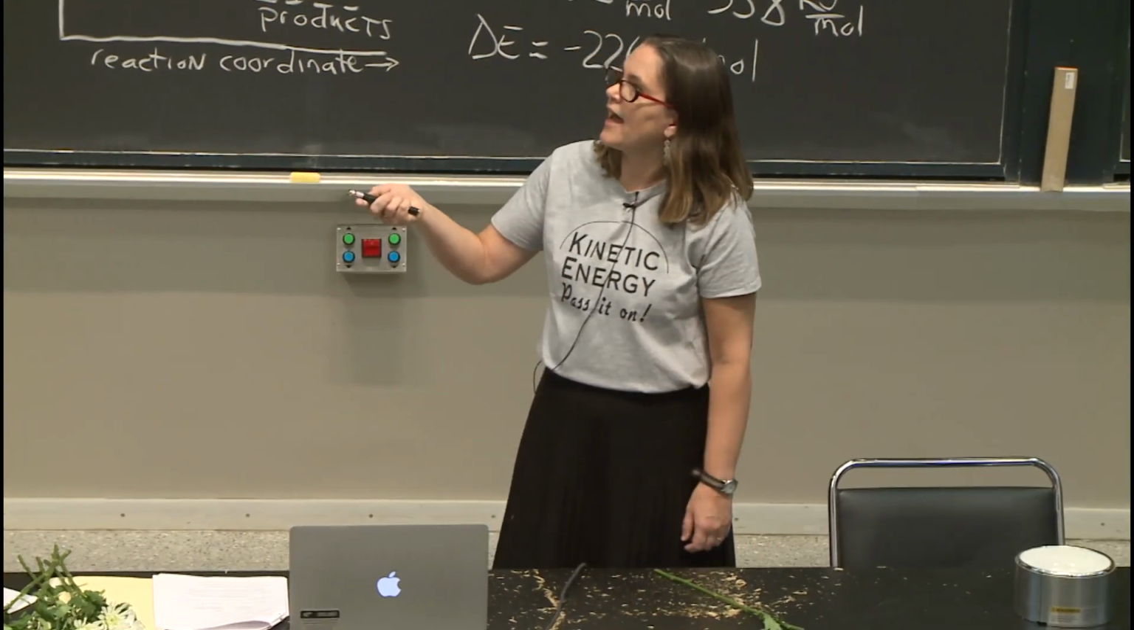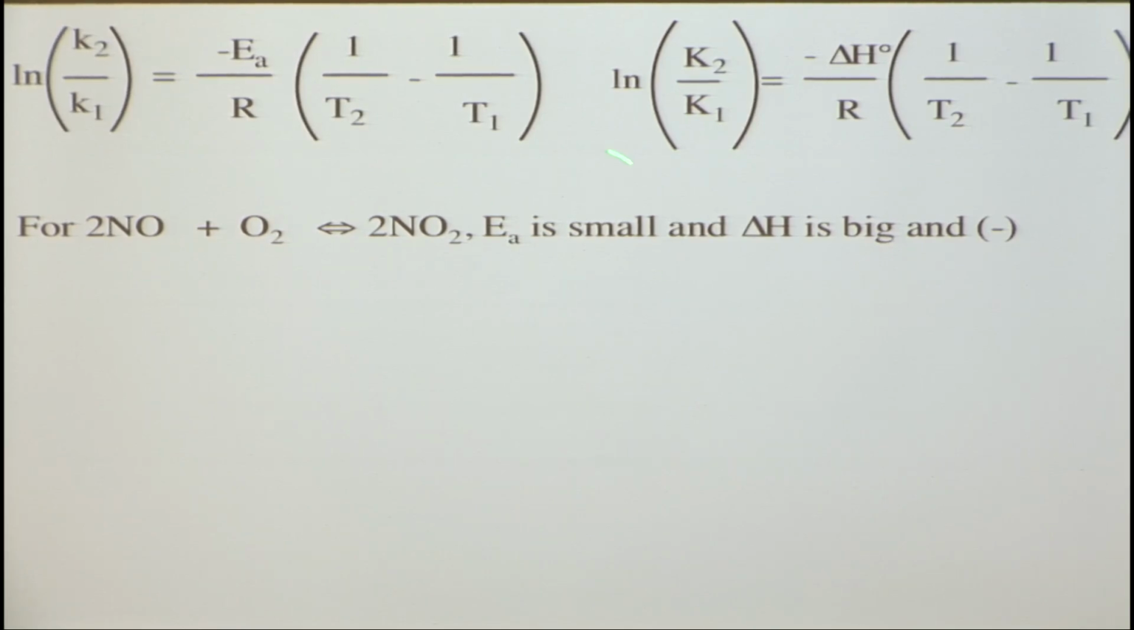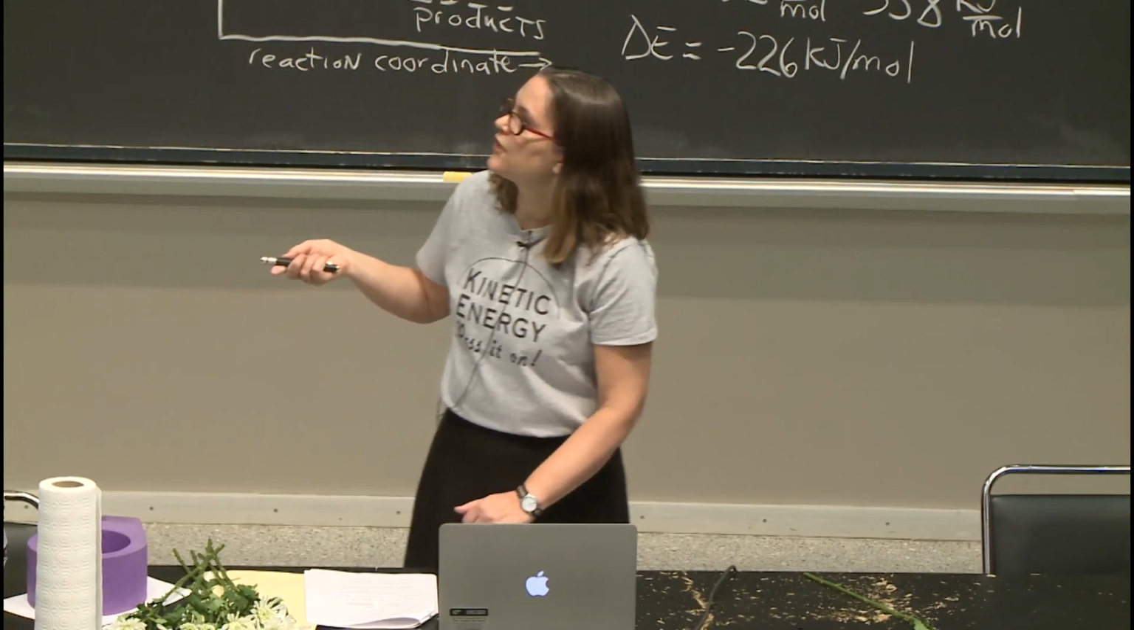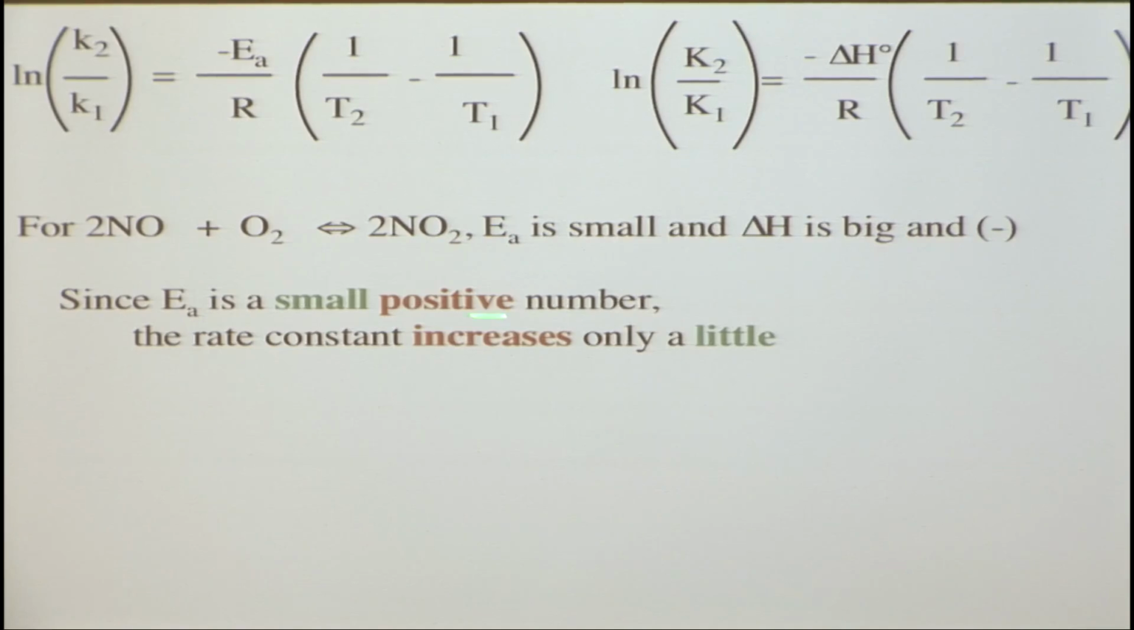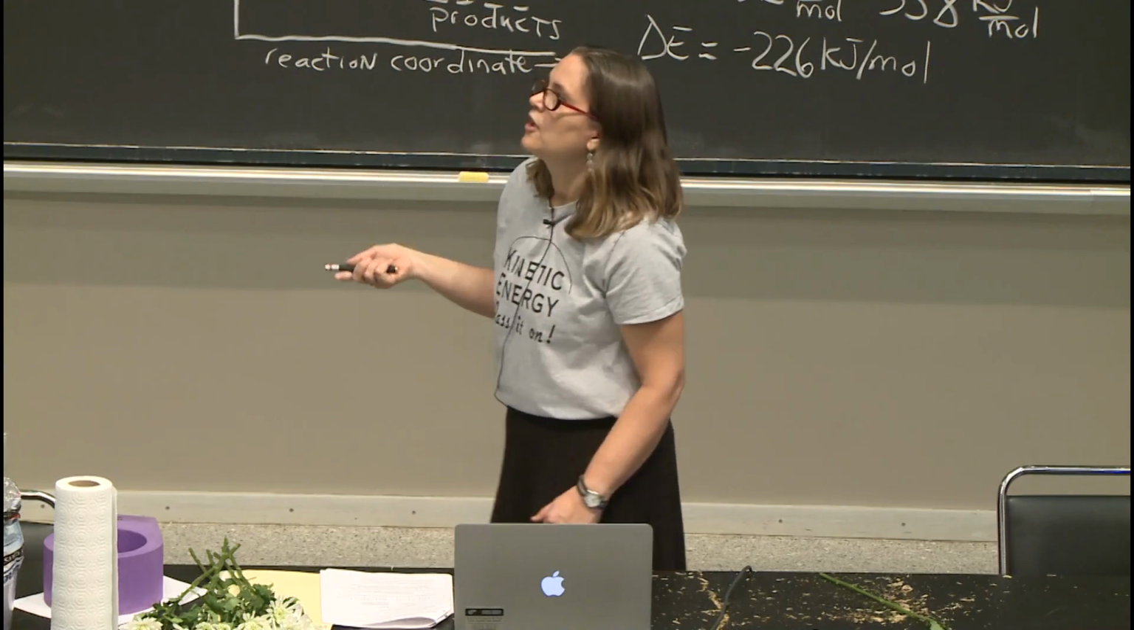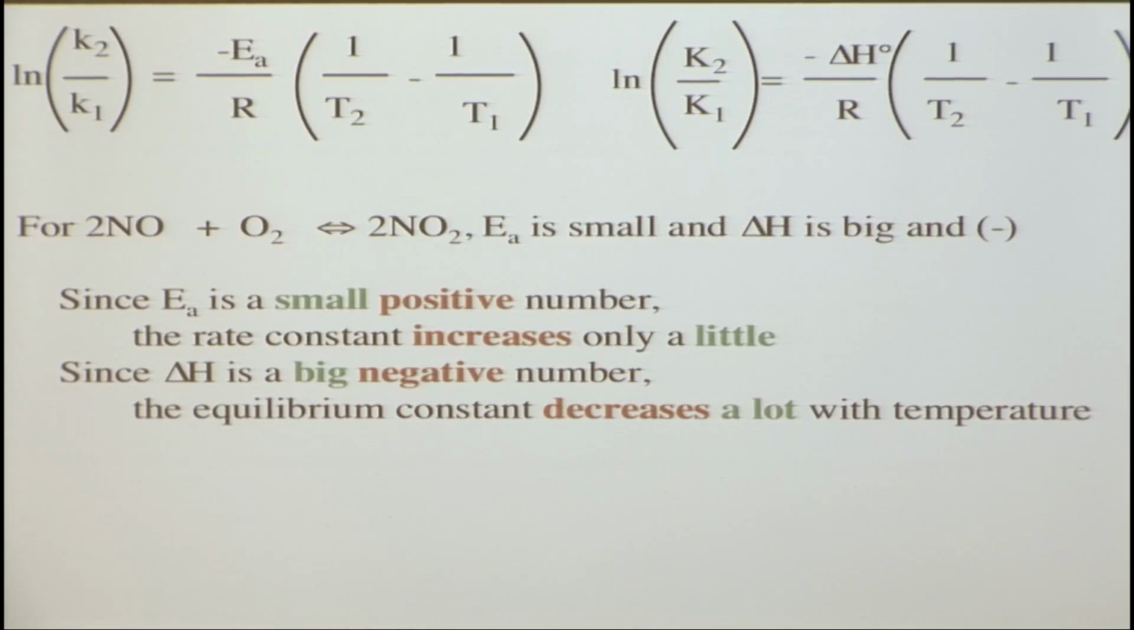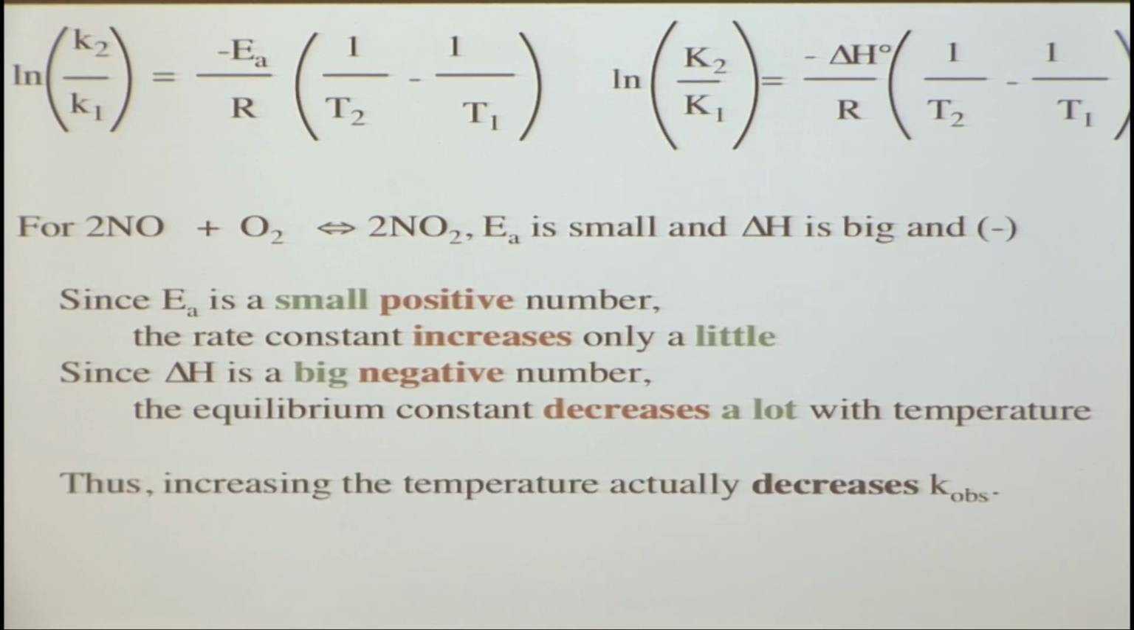So for the particular reaction in question, you can look up the activation energy is a small number. And delta H, again, it's exothermic, and it's a big number. So then if you're thinking about that, if EA is small and positive, EA is always positive, there is always a barrier, then the rate constant is only going to increase a little bit. But delta H is a big negative number, so the equilibrium constant is going to decrease a lot. So for this particular reaction, increasing the temperature actually decreases the K-obs.